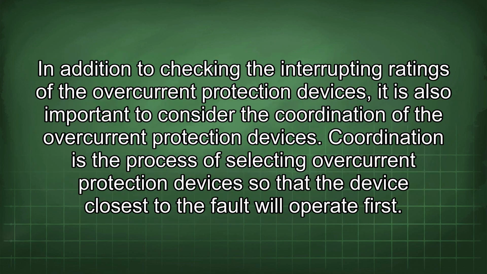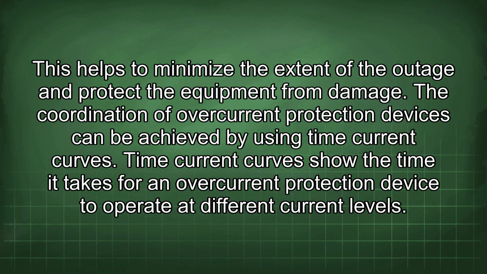In addition to checking the interrupting ratings of the overcurrent protection devices, it is also important to consider the coordination of the overcurrent protection devices. Coordination is the process of selecting overcurrent protection devices so that the device closest to the fault will operate first. This helps to minimize the extent of the outage and protect the equipment from damage.